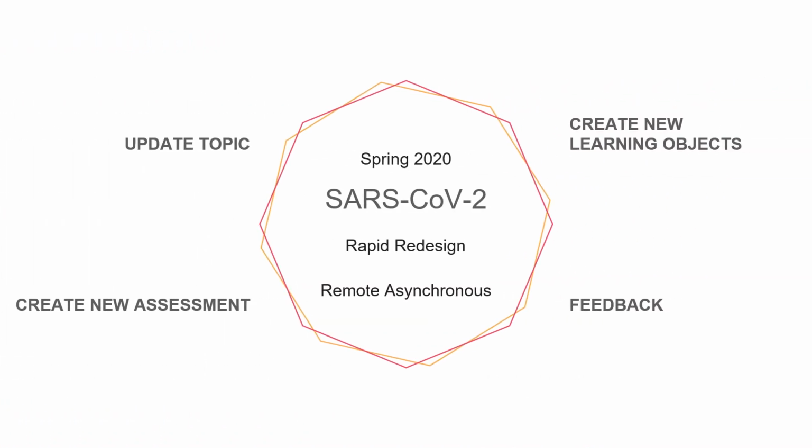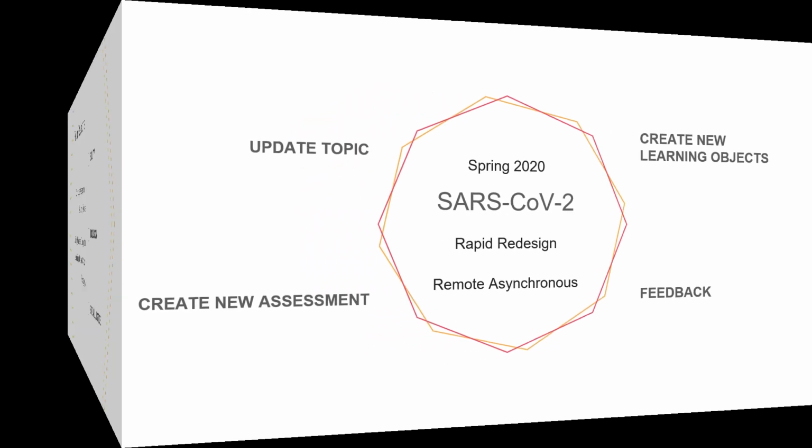And of course, spring. Spring came and we needed to do a rapid redesign. We needed to think about teaching remotely and asynchronously. So we updated the topic. Of course, we settled on COVID-19. We needed to create new learning objects. We needed to create new assessments. And we also wanted to include, of course, feedback. Again, because the lesson plan lends itself to easy revision, we were able to make these changes fairly easily. The hardest part was actually just creating the new learning objects, which happened to be video recordings.